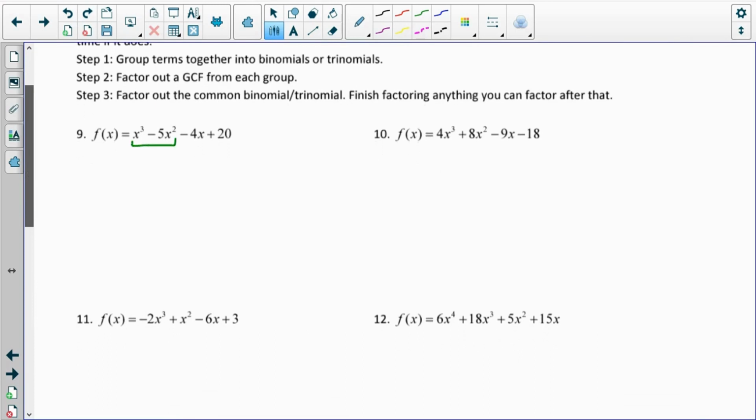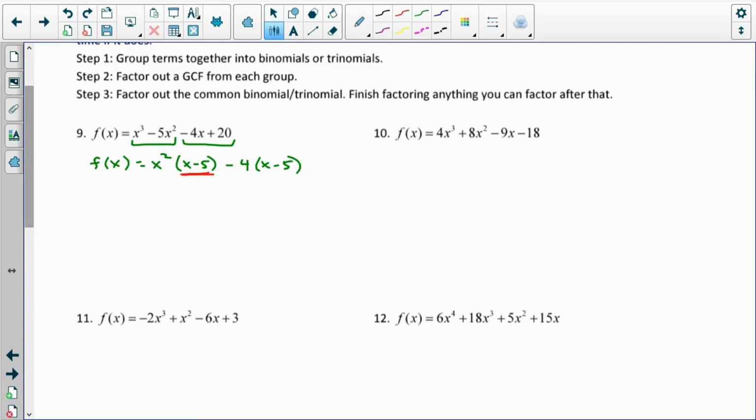So, number 9. I'm going to group these into 2 groups of binomials. I'm going to factor out the GCF from each of these groups. So I have x squared times x minus 5. And then the GCF of the second group is 4, and when I factor out a minus 4, I'm left with x minus 5. Now, I can factor out an x minus 5. So I have x minus 5 that I'm factoring out, and then what's left is x squared minus 4.